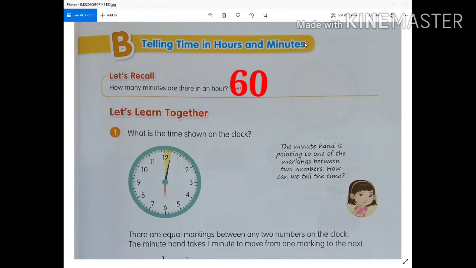Number 1, what is the time shown on the clock? You can see from here, the minute hand is pointing to one of the markings between two numbers. How can we tell the time?